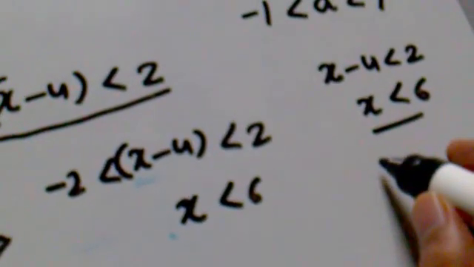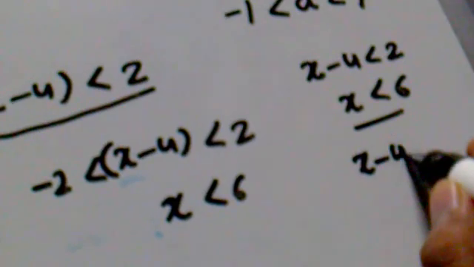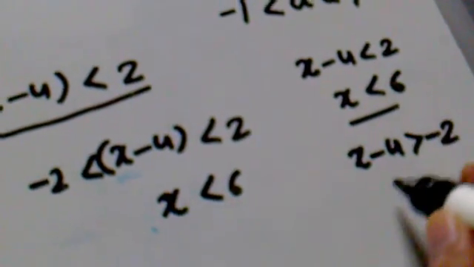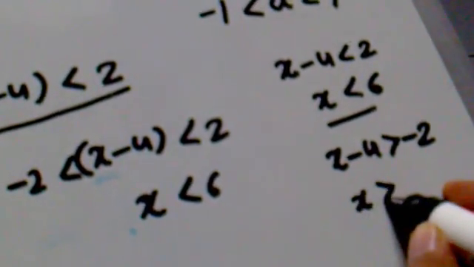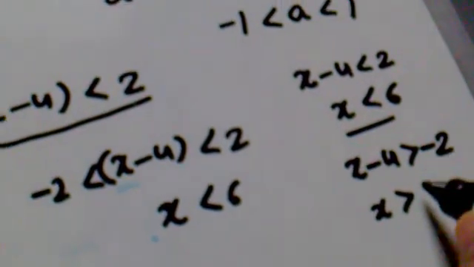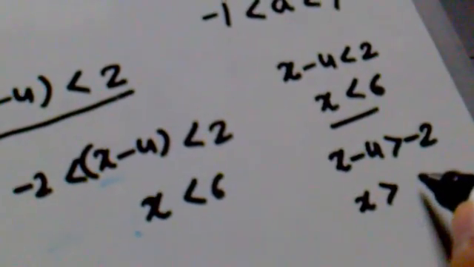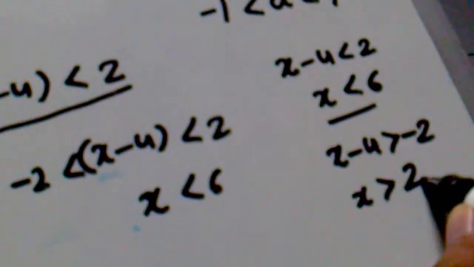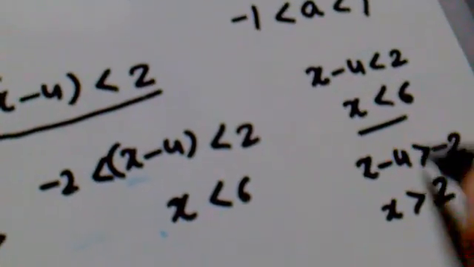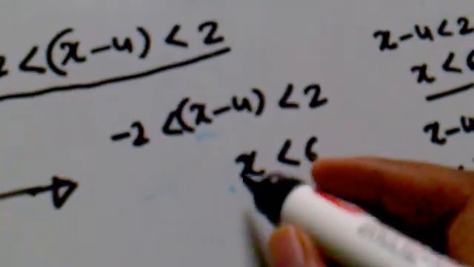Then the other part: x minus 4 is greater than minus 2. So x should be greater than what? 4 will go to the other side, and it will be 4 minus 2, and this will be 2. I think we know how to solve these kinds of questions.